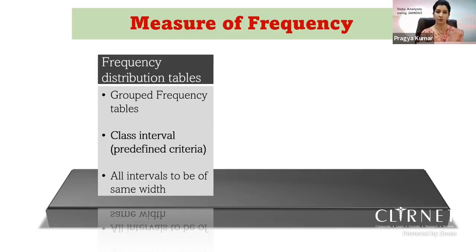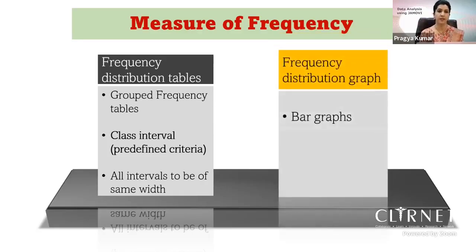If you go with the non-communicable diseases, the WHO has given an age criteria for how you have to take the class interval of age. So if there are some pre-defined criteria, you should go with that criteria. Otherwise, it should be biologically plausible. If that criteria is not available, then you should take an equal class interval where the width of the class interval should be the same. And the graphical presentation of the frequency is by the bar graph.